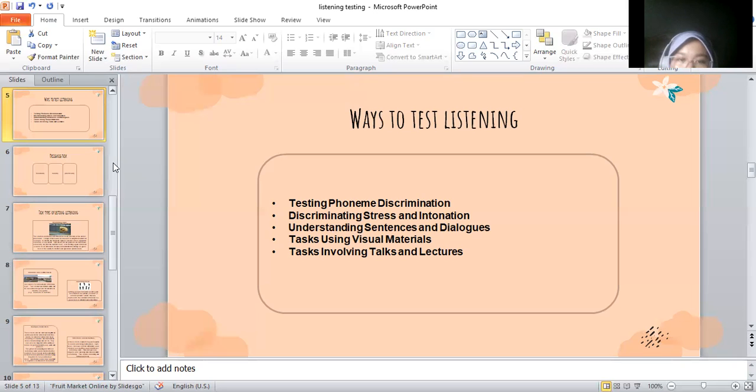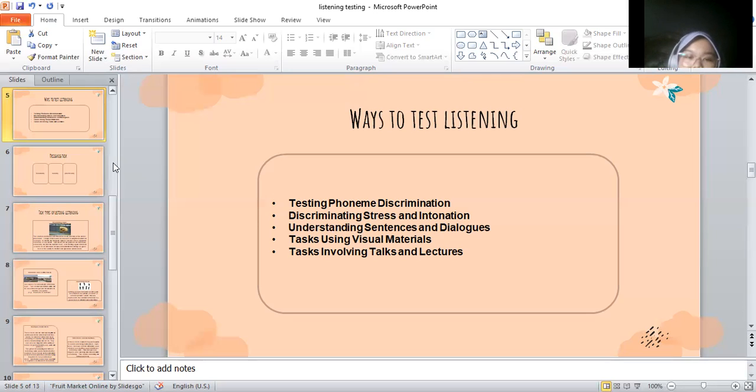And the second, we have discriminating stress and intonation. The ability to recognize stress can be tested by having testees listen to a sentence that they also have in front of them. Testees are instructed to indicate the word that carries the main stress of the sentence.